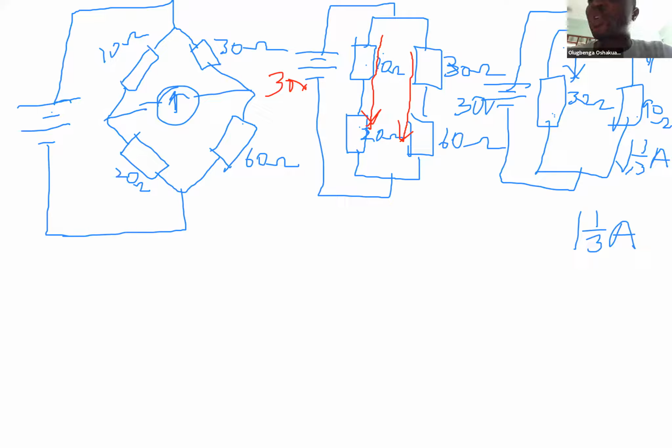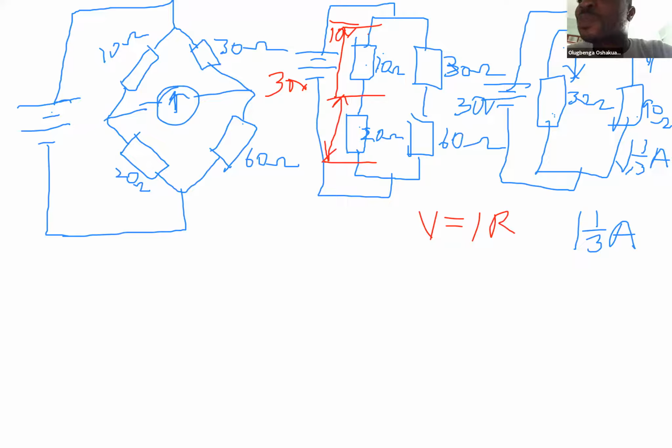So now let's calculate what will be the voltage drop across each of the resistors. Since 1 ampere flows through this 10 ohm resistor, it means 10 volts will be dropped across it. V is equal to IR. Initially, I said 1 ampere flows through the 10 ohm resistor. V is equal to IR, R is 10 ohms, I is 1 ampere, 1 times 10, 10 volts.